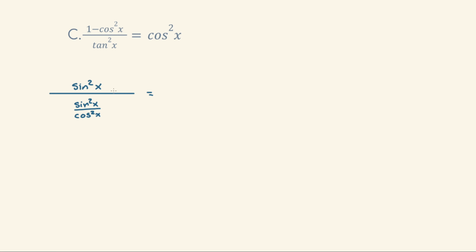And like before, we're dividing by a fraction, right? Whenever we divide by something, it's like multiplying by its reciprocal. So instead of dividing by sine squared x over cos squared x, we're multiplying by cos squared x over sine squared x, okay? And now notice these two cancel each other out, so we're just left with cos squared x. Okay.